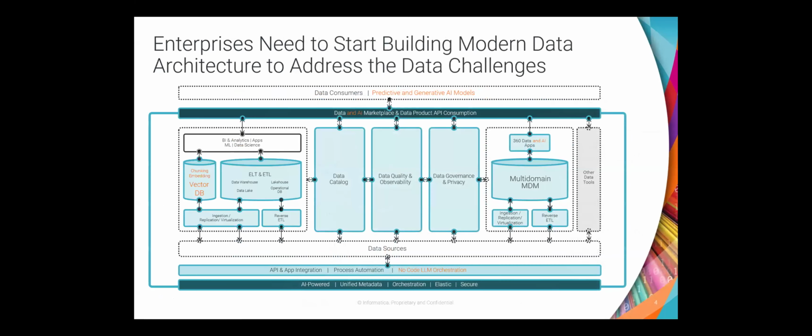So organizations started building a modern data architecture to address all these data challenges and also to drive their next-gen use cases, whether it is generative AI or AI use cases. And to do that, as you can see here, you need end-to-end capabilities from ETL, ELT, data cataloging, quality, governance, and multi-domain MDM for a 360-degree view of your data.